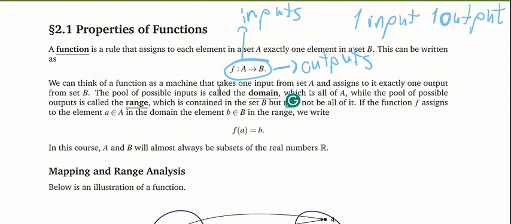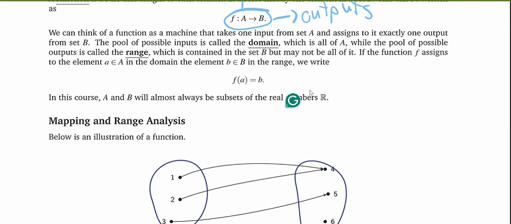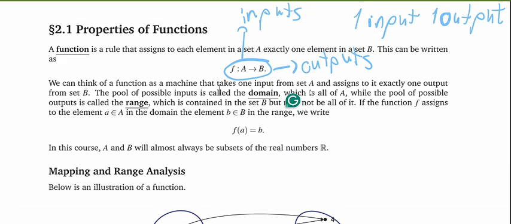Now, if the function f assigns to the element a in the domain the element b in the range, then we write f of a equals b. This means that when you plug in a, the function spits out the output b. So f of a equals b, meaning f sends little a to little b. When you provide it little a, it will provide little b. And like we have stated in this course, A and B will always be subsets of the real numbers.